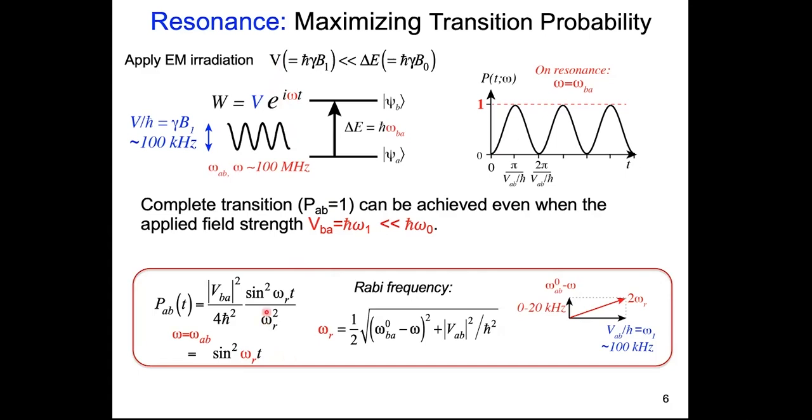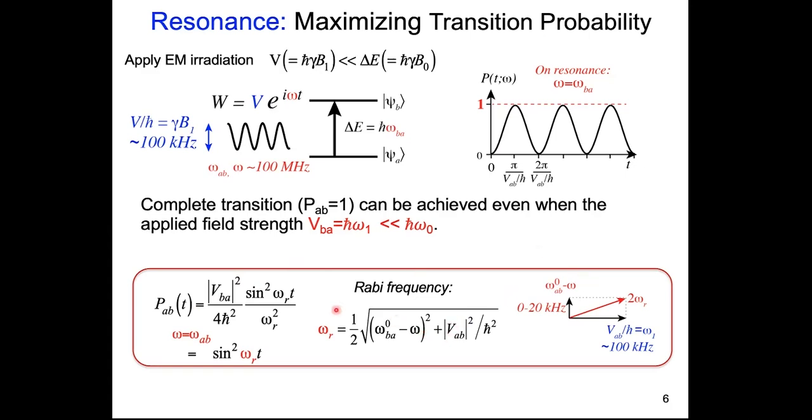So this is the on-resonance condition, and this formula is the Rabi frequency given here. You can see that this probability P_AB from ground state A to upper state B is equal to this. If you're off resonance, it still works, and you can see that at certain time points the sine function will reach 1, and so then you can have a complete transition.